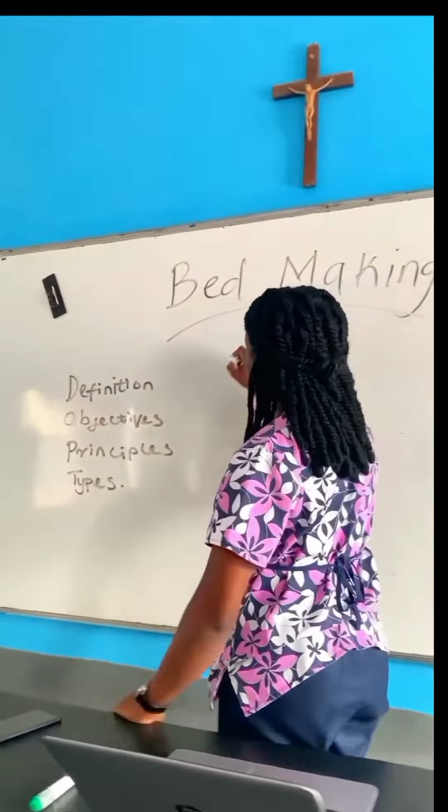So today we are going to be looking at the simple beds, but before that, let's explain what those simple beds are. Simple beds are beds that don't need extra requirements to make them. And under simple bed, we have the unoccupied and the occupied bed.